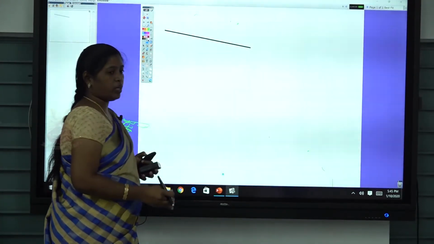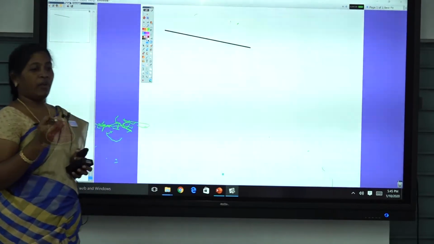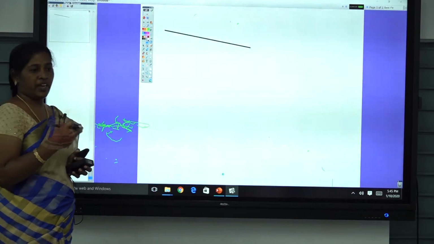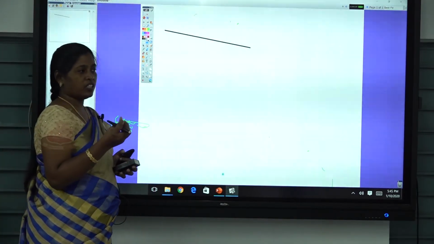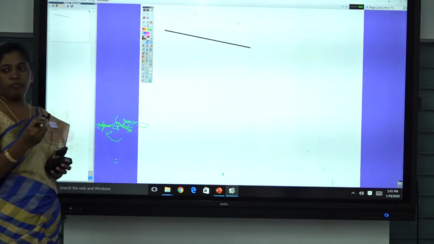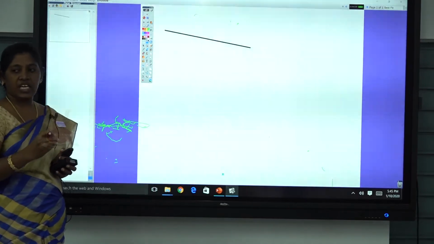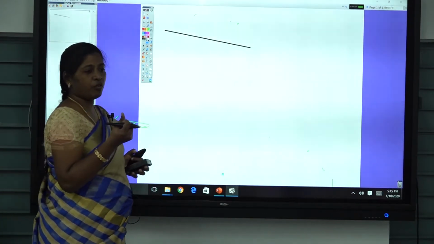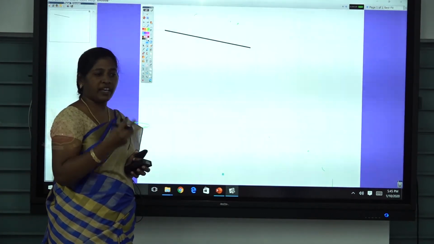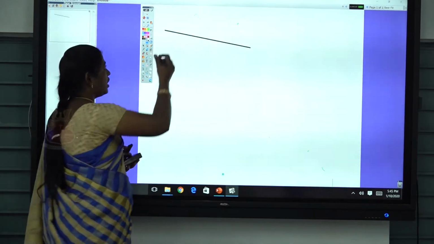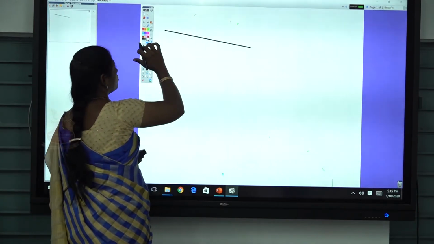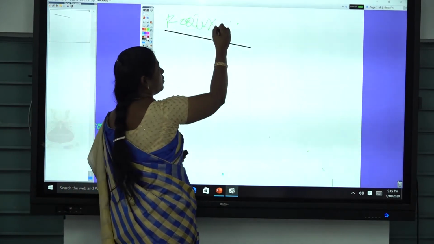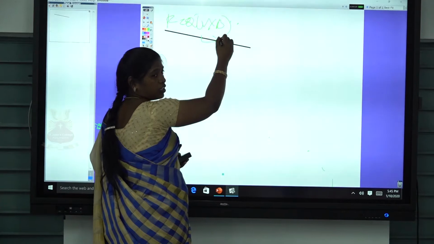So the basic fundamental law in magnetostatics is Biot-Savart law. A charged particle Q moves with velocity v in a magnetic field. The magnetic force experienced by a charged particle Q is F is equal to Q into V cross B. This is called the Lorentz force.